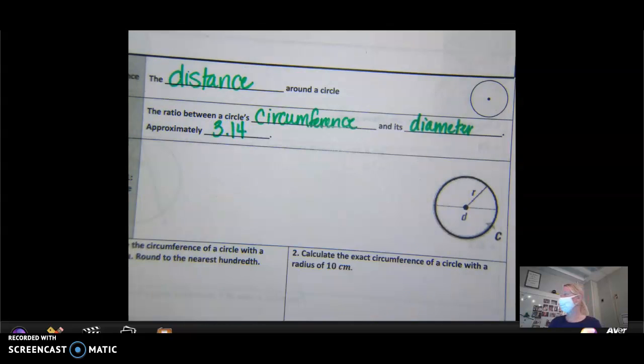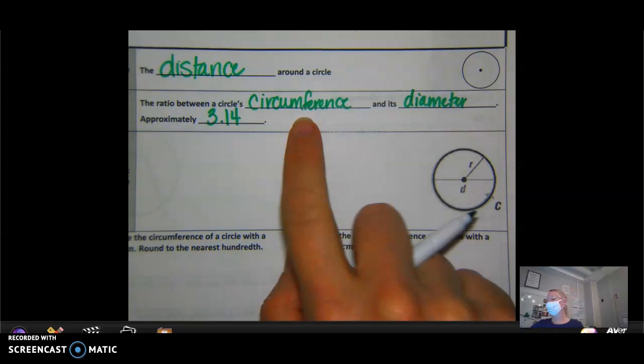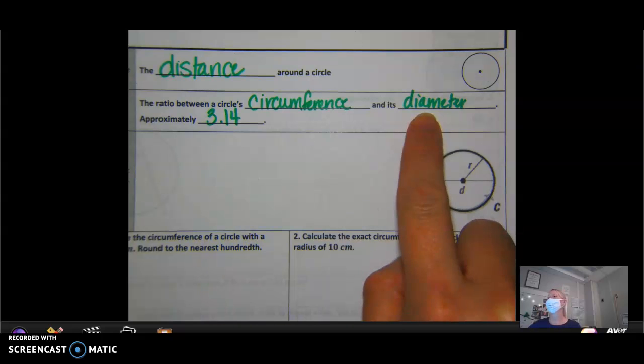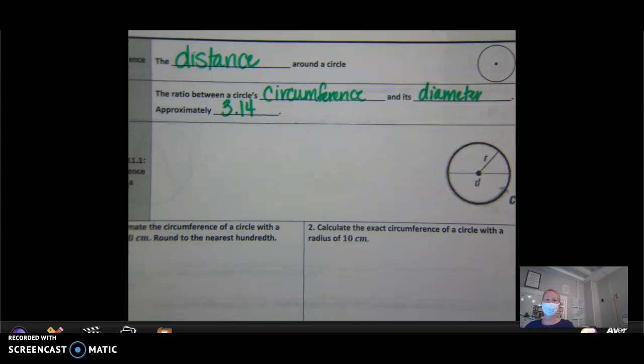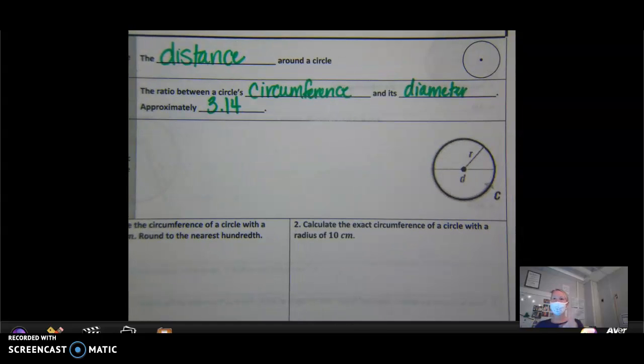And we're just going to use 3.14 as the truncated decimal for that. So what that means is that the circumference is about 3 and a little bit more times as big as the diameter. Okay. Circumference formula, there are two formulas that we can use.